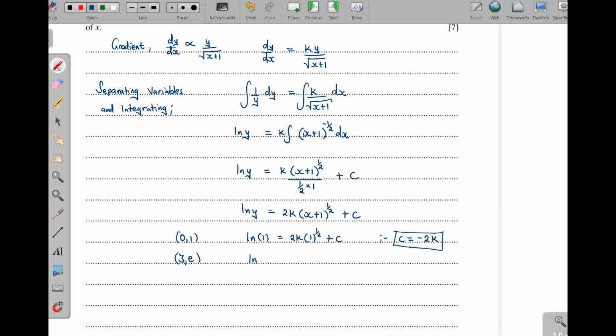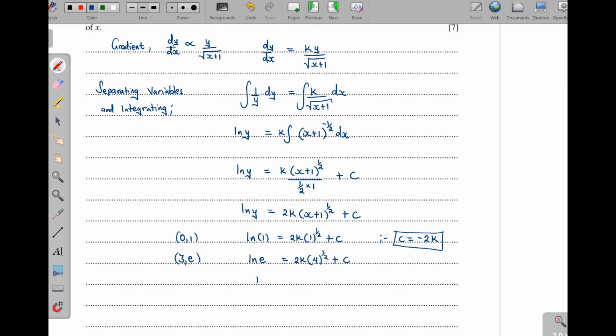Our y is e, so natural log of e, of course, that one will give us a 1. Then we shall get 2k here, and then we shall have 3 plus 1, that is a 4, then power half, then plus our c here.